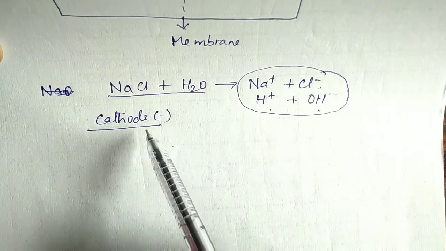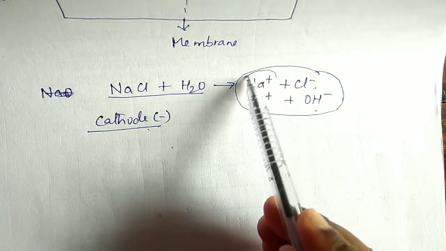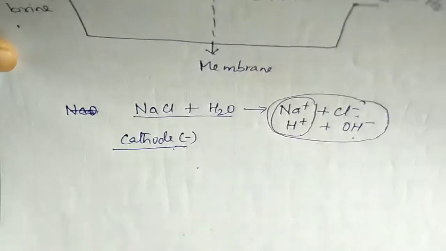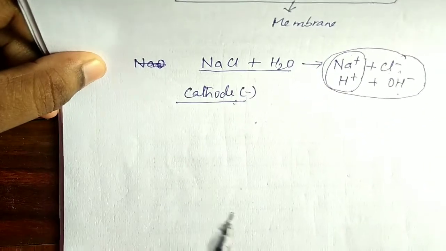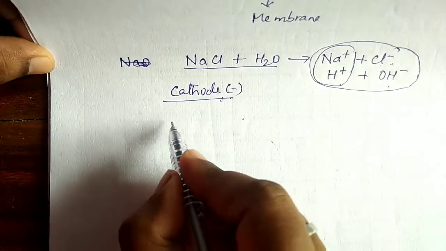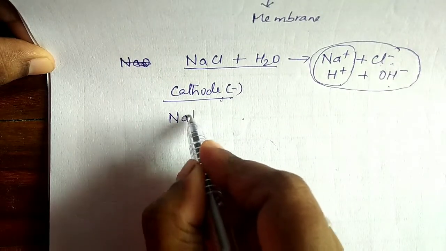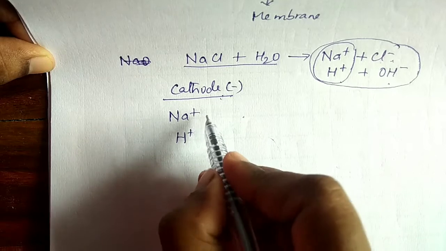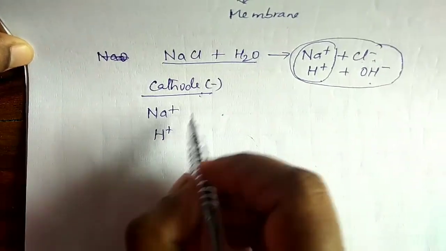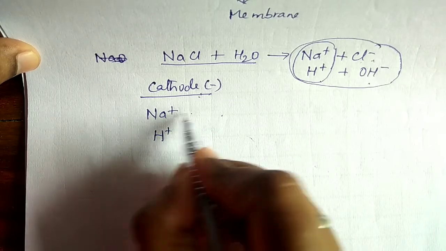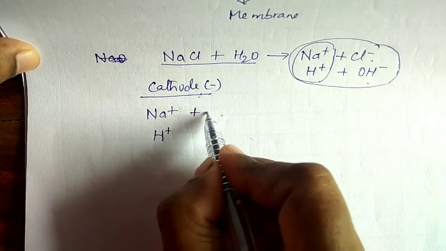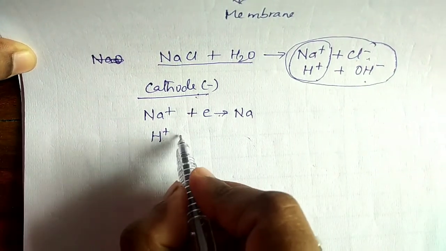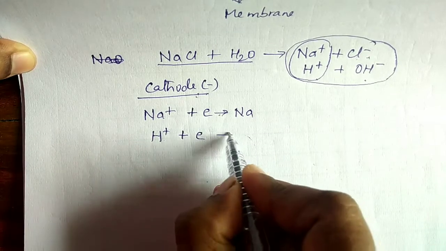Since cathode is the negative terminal, these two positively charged ions, or cations, will migrate to cathode due to attractive forces. Now we will see what reaction takes place at cathode. On cathode you have Na plus and H plus. There are two possibilities, that both of them react or any one of them will undergo reaction. If Na plus reacts, it will take up an electron and form sodium atom. But if hydrogen reacts, it will take up an electron and form hydrogen atom.